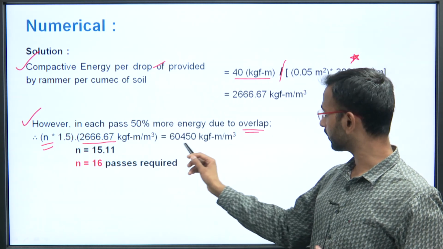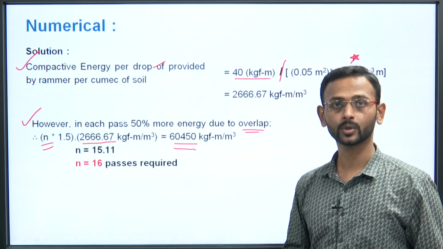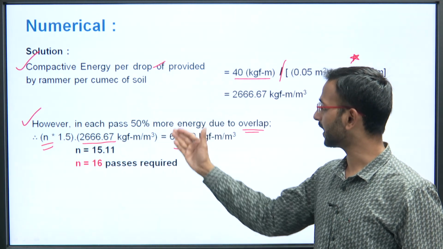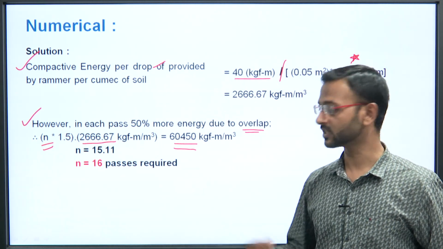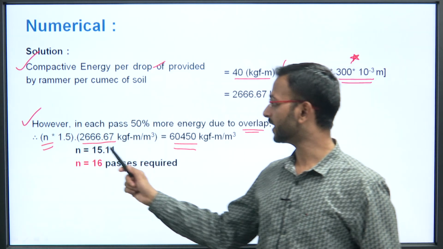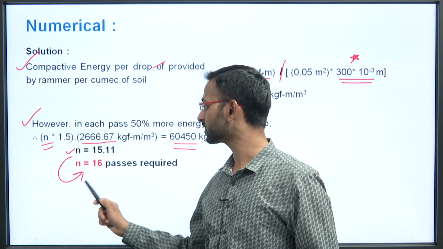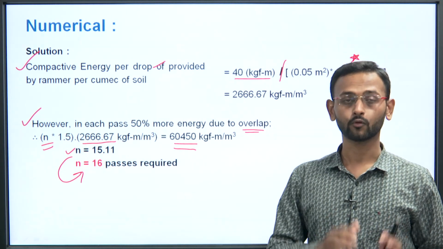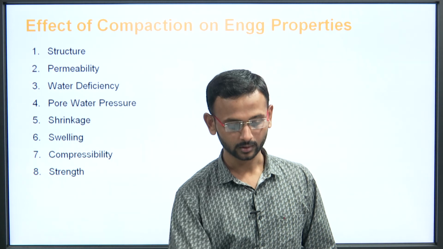So that will be equal to the final energy that has to be imparted, and the final energy that has to be imparted is equal to the IS light compaction test, which is given in the question here. So n comes out to be 15.11, so we can round it off, and 16 passes will be required for compacting the entire soil by the rammer.